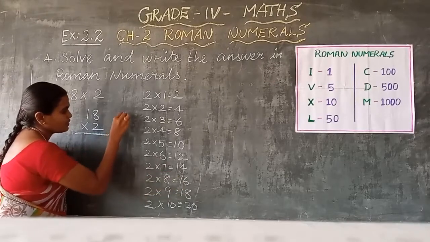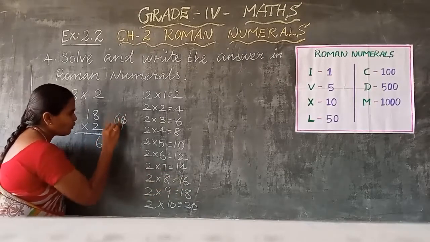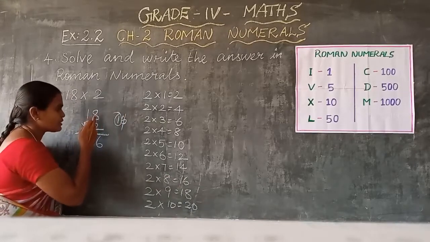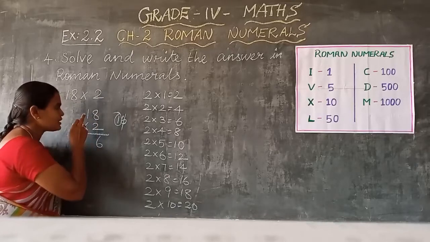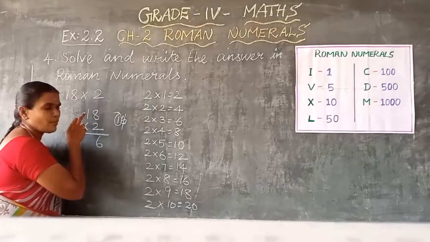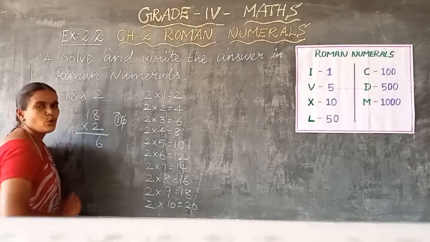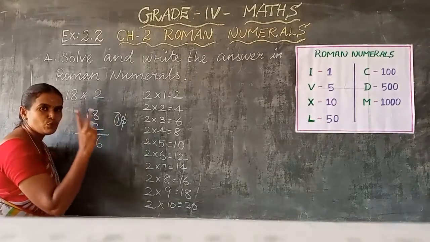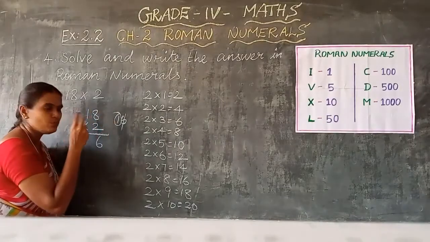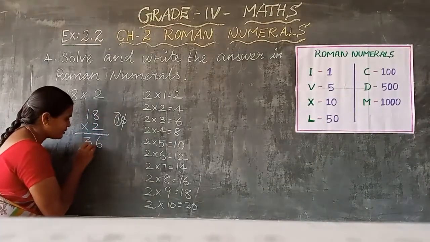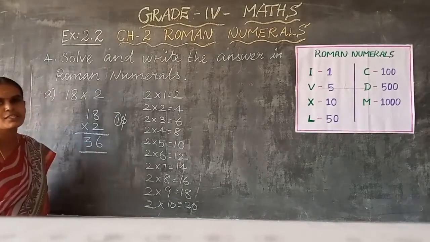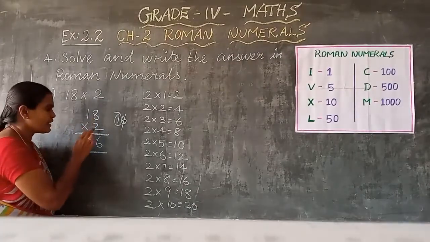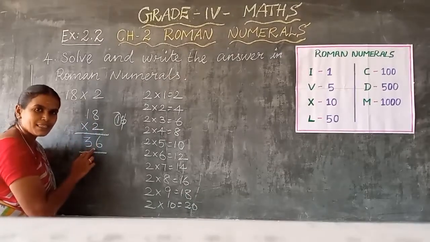So 16. Write 6 here, 1 carry over. So 1's place multiplication is completed. Next the 10's place. 10's place number is 1. So 1 two is 2. Here 1 carry over, so 2 plus 1 is 3. So your answer is 36. So 18 multiplied by 2 equal to 36.